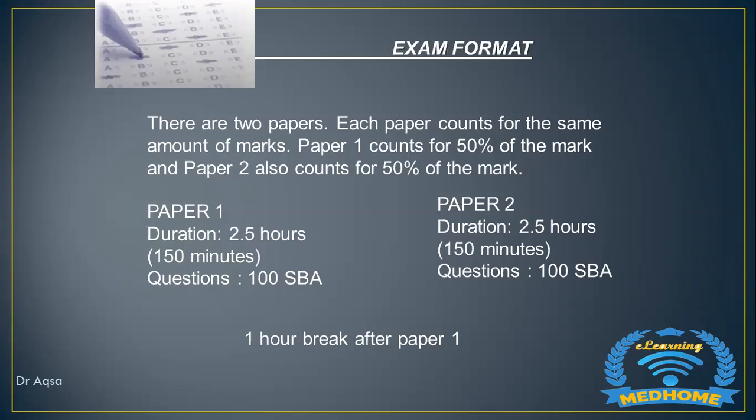Now, what is the exam format? This exam, like other exams such as FCPS or MCPS, also has 2 papers. Paper 1 accounts for 50%, and paper 2 also accounts for 50%. Paper 1 is 2.5 hours. After that, there will be a break of 1 hour, and after that paper 2 will start. That is 2.5 hours or 150 minutes for each paper, and in both papers there will be 100 single best answers.